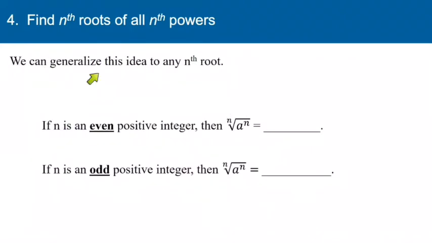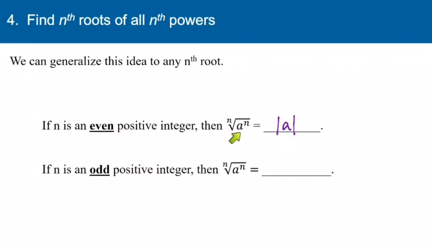So let's see if we can generalize this idea to any nth root. If n is an even positive integer, then the nth root of a to the nth power is going to be absolute value of a, because the nth root and the nth power will cancel each other out, but you have to get a positive result here.